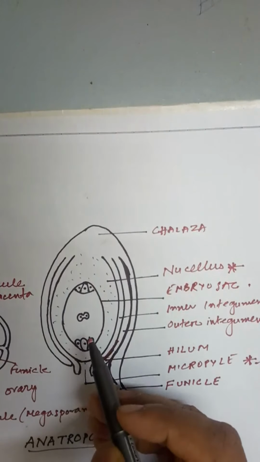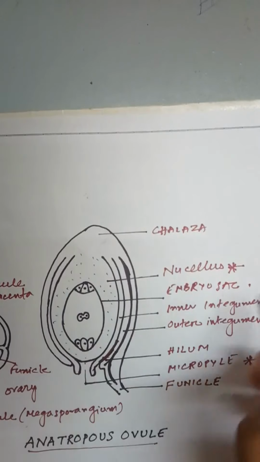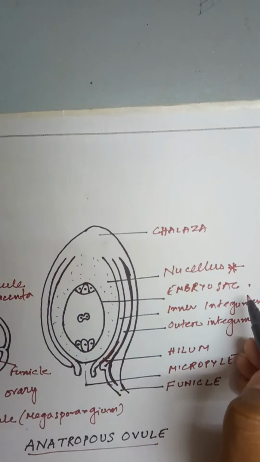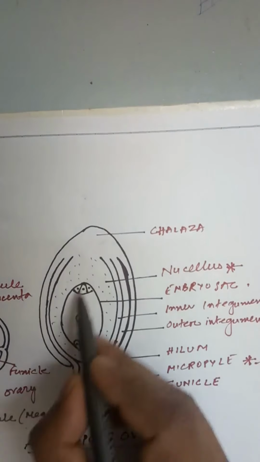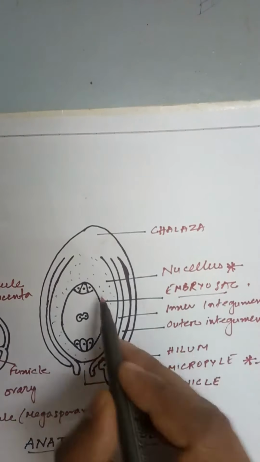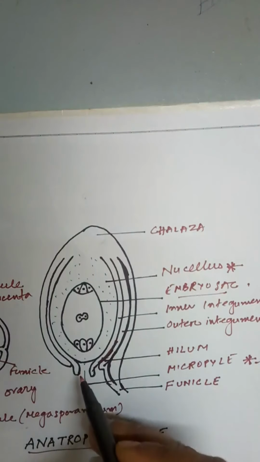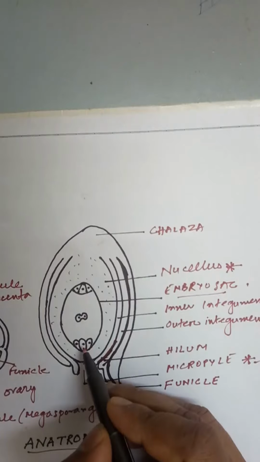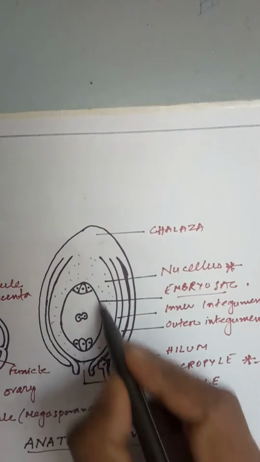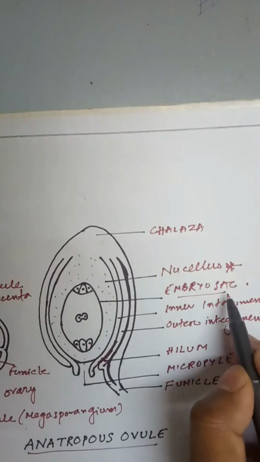The embryo sac has some other details. We'll see these details in the next video. This embryo sac is called the female gametophyte or the megaspore. This is a megasporangium because the megaspore or the embryo sac is present within this megasporangium or the ovule. So the female gametophyte is present in this structure. This is the female gametophyte or the embryo sac.